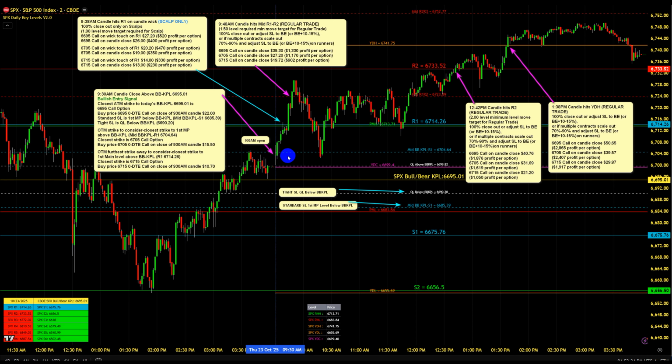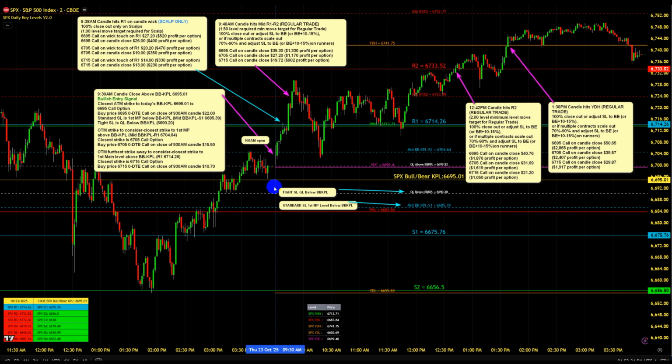Okay, so on this 9:30 opening candle, we have a bullish entry signal because we have a close on the opening candle that is above the bull bear KPL. If instead we had a close of this candle that was below the bull bear KPL, and we wanted to take this 9:30 opening candle trade, then we would have a bearish entry signal. So the key is, where does this opening candle close?